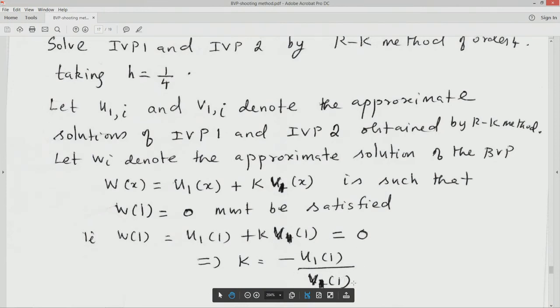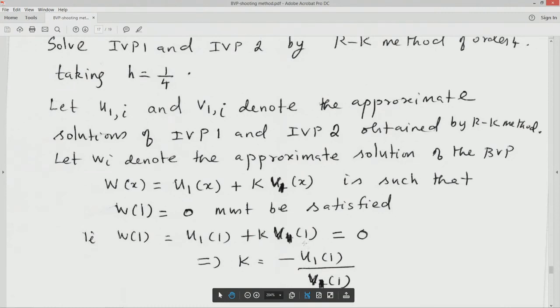Do we know these values? Yes, we solve the two initial value problems by the Runge-Kutta method, starting from the initial conditions prescribed at 0 and move in steps of h, which is 1 by 4, and go to the point x equal to 1, and obtain the approximations to the solution of the two initial value problems at that point, which we have denoted by u1 of 1 and v1 of 1. So, these will be known to us when we have obtained the solutions of the initial value problems.